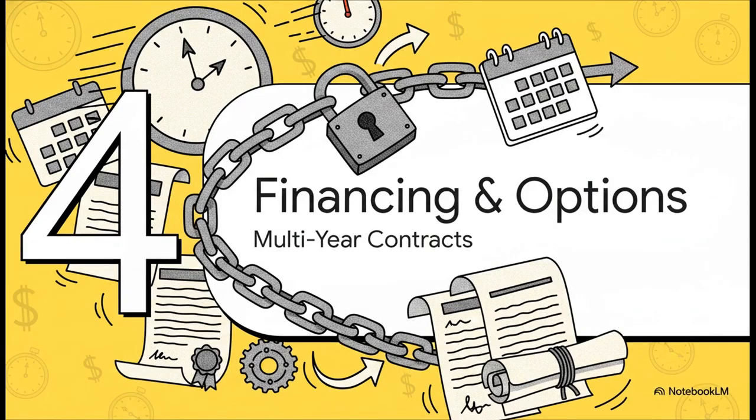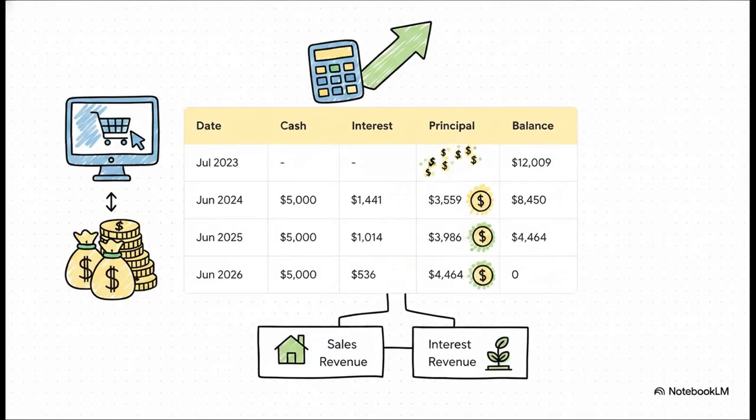Next up, Section 4, Multi-Year Financing and Options. Sometimes your client sells a product but lets the customer pay it off over several years. That means we've got a significant financing component on our hands. Take Cassie Ltd, for example.